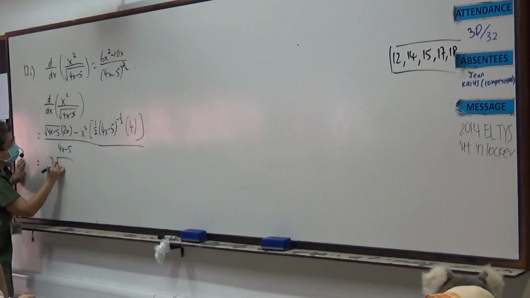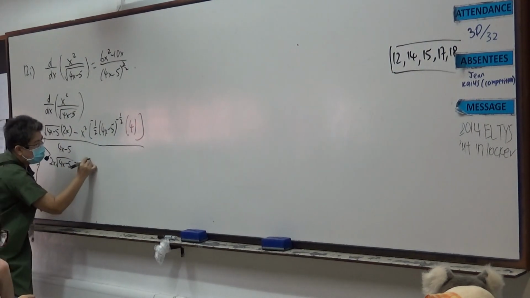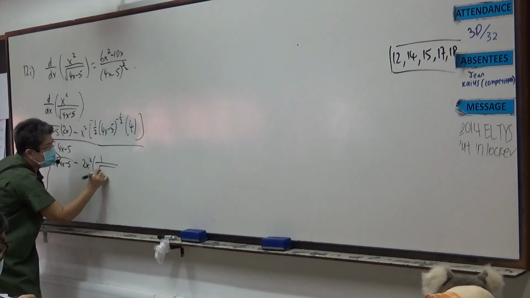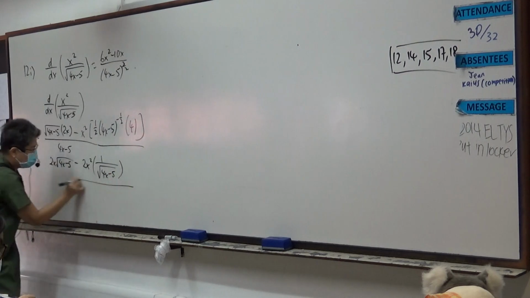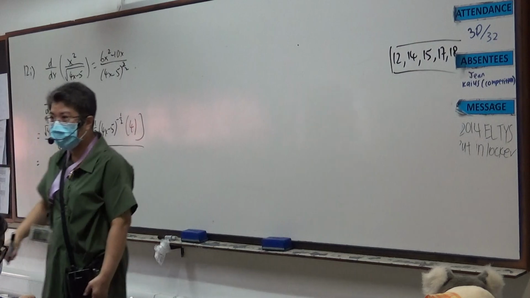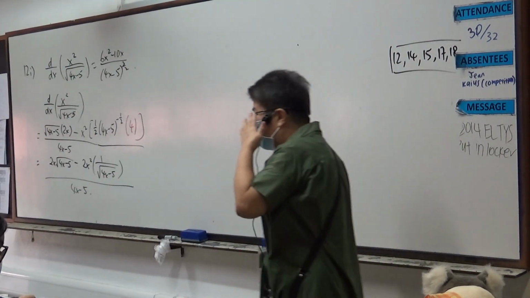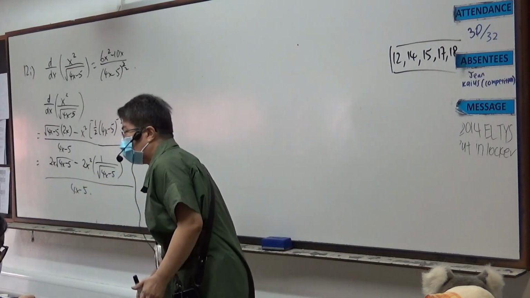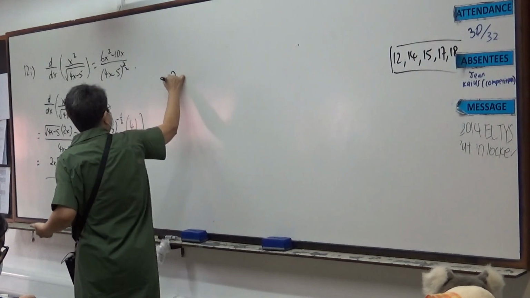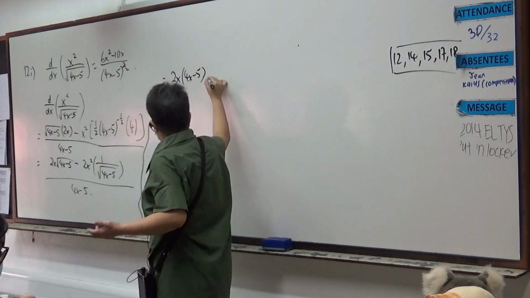This is 2x square root of (4x minus 5), minus 2x squared, then times 1 over square root of (4x minus 5), all over 4x minus 5, right? Okay? Now, I taught you before, right? In order to get rid of the square root of 4x minus 5, I multiply top and bottom by the square root of 4x minus 5. I multiply by 1, I can get rid of it.